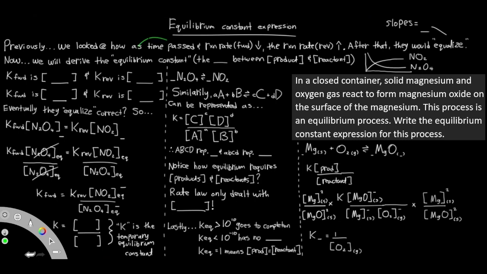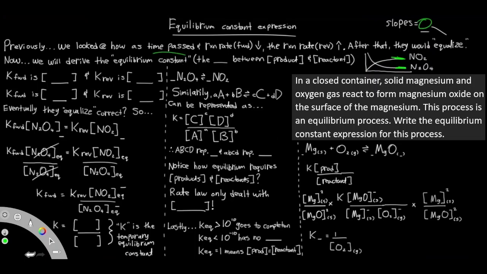Previously, we looked at how as time passed, the forward reaction rate would decrease, and then the reverse reaction rate would increase. Obviously, this here is our reactant, so we're going to look at our reactant over here. It's big in the beginning and then eventually decreases. Same thing with the reverse reaction. This is going to be increasing, so that's our product. So that'll be this one over here. It's 0 at the beginning and then eventually increases. Eventually these slopes would equalize, so their slopes would equal 0.